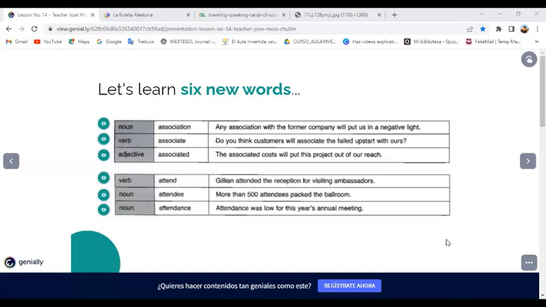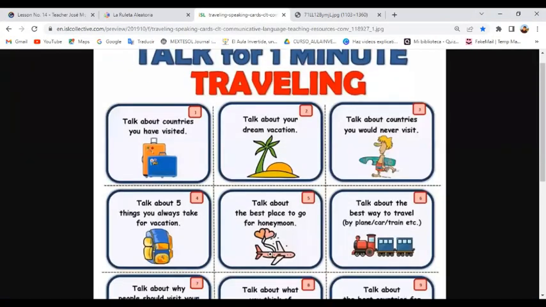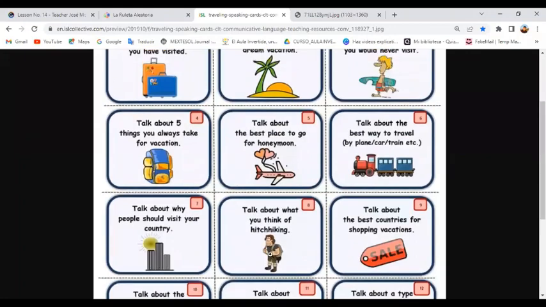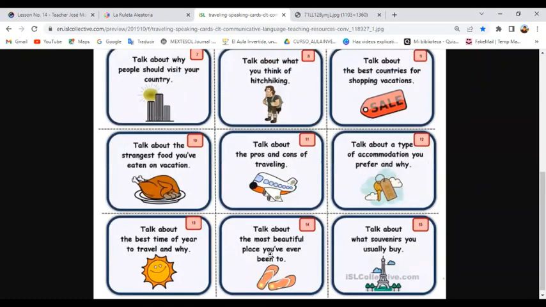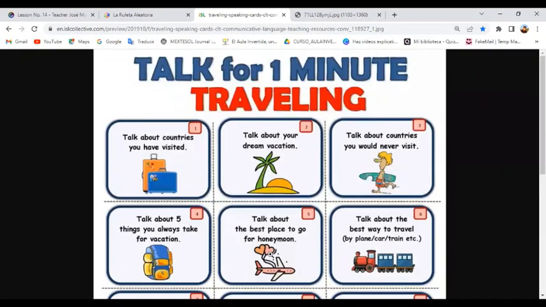Okay, we only have 10 minutes before this lesson finishes. So we're gonna do a quick activity. In the last class, we were doing an activity related to this picture. Do you remember this picture? Yeah, I remember. Okay, so here we have 15 topics, as I mentioned in the previous lesson. But in this case, we're gonna apply what we have learned today. In this case, suggestions and advice.